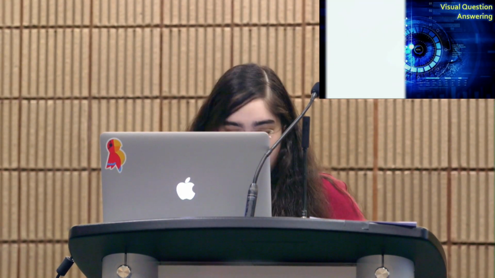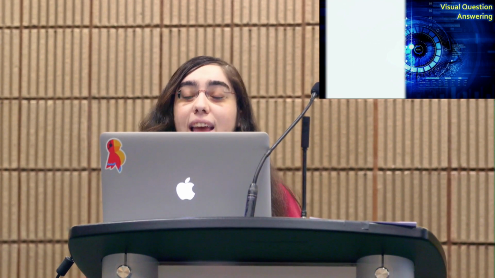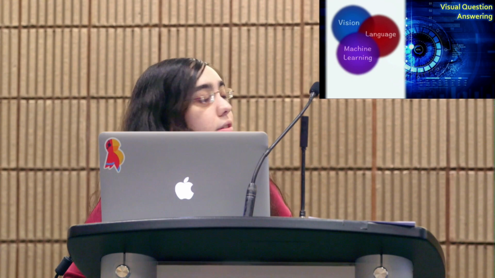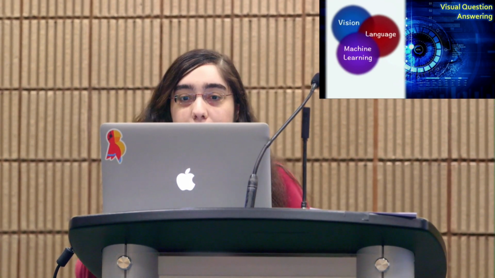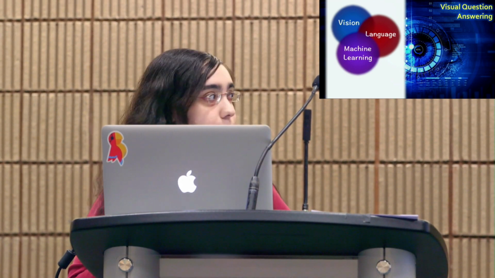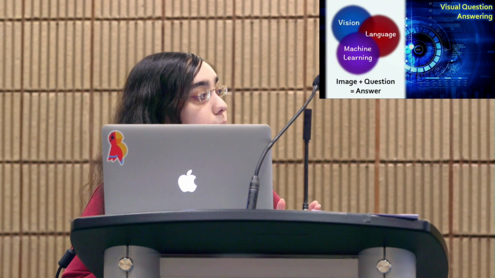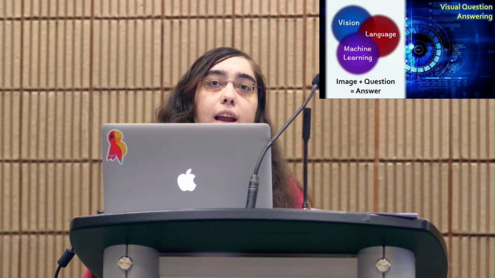For those of you who may be less familiar with it, visual question answering is a fascinating task that interleaves three research areas: vision, language, and machine learning. And they are all combined together in order to solve one challenging but straightforward task. Given an image and a natural language question about the image, our goal is to provide an answer.